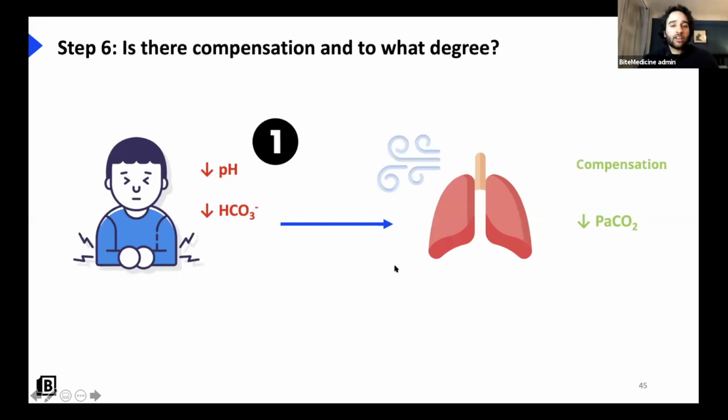Let's look at another example. Look at this chap who's come in with abdominal pain. His pH is low and his bicarbonate is low. So what does that suggest? What does low pH and low bicarbonate suggest?